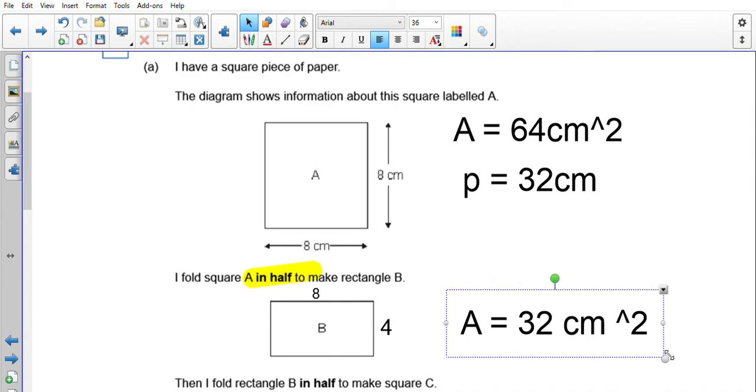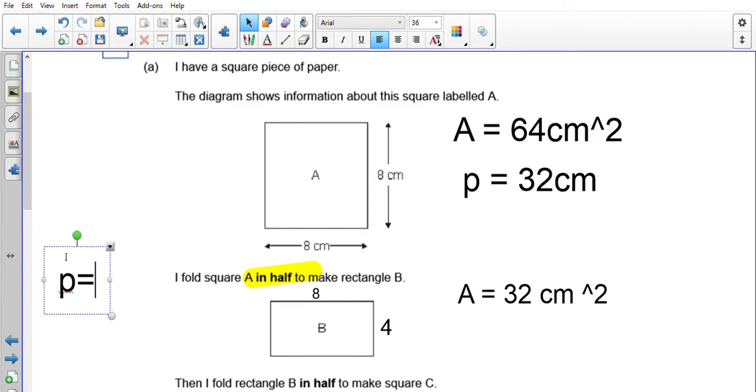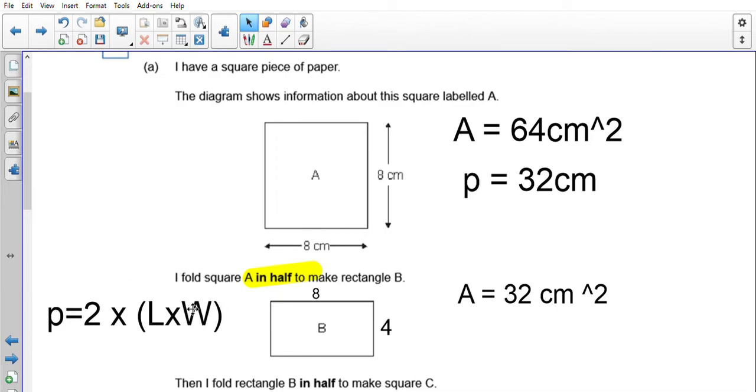And the perimeter here is going to be, let's go back to our formula before, perimeter equals 2 times length plus width. Let me move that so it's not on top of the writing. Length plus width, sorry.